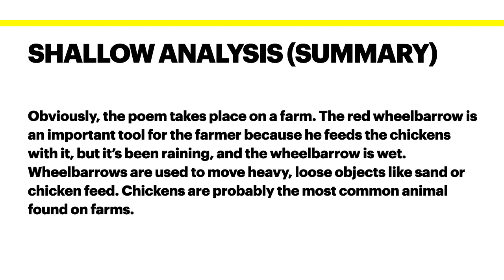There's no quote from the poem, and that's not a rule that you need to have a quote from the poem, but this is just a really loose interpretation, and because there are no quotes from the poem, when you say things like chickens are probably the most common animal found on farms, well, where is that in the poem? If you can prove that with lines, then you've got better analysis. But what you really have here is a summary of the poem.